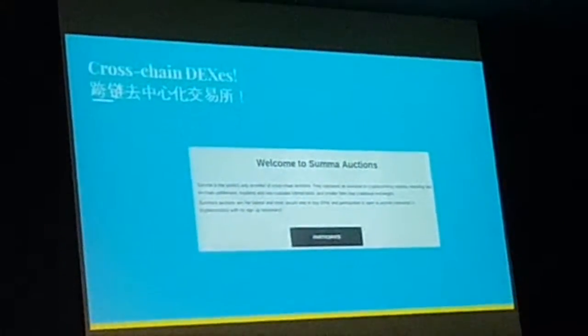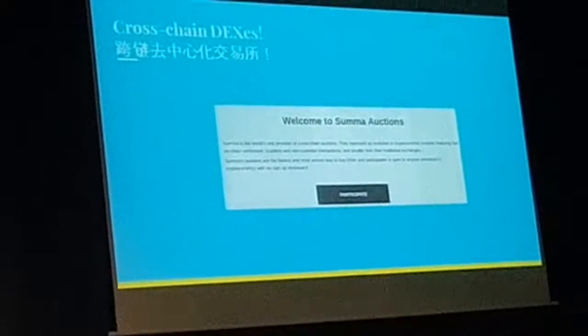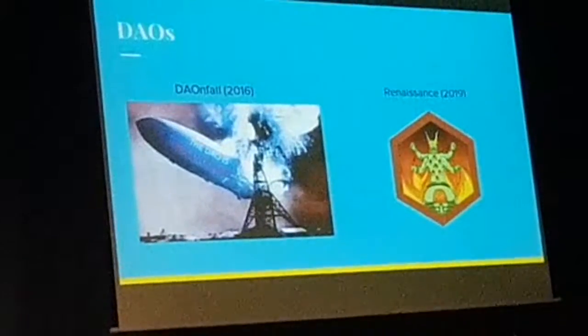Right? So light clients are not just important to have convenience for users. Light clients are also important so that chains can talk to each other. Light clients good. So, DAOs.